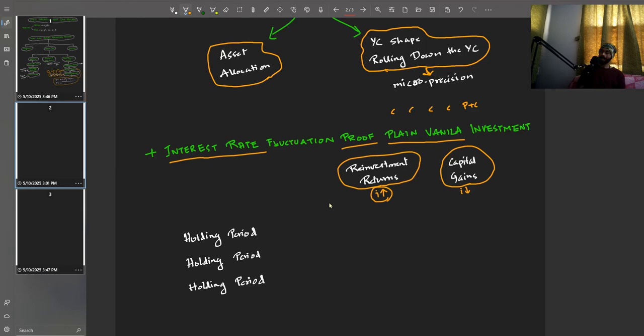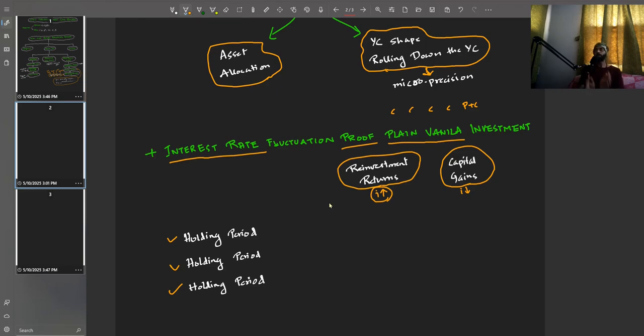Now, in both the cases, the key factor to look at is the holding period. What is the holding period? It basically determines what you are exposed to. Are you exposed to falling of interest rates? Are you exposed to rising of interest rates? Are you going to benefit due to rising of interest rates? Are you going to benefit from falling of interest rates? Or have you hedged both these kind of fluctuations? This is what essentially matters.